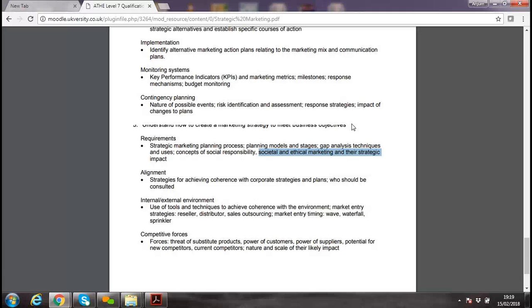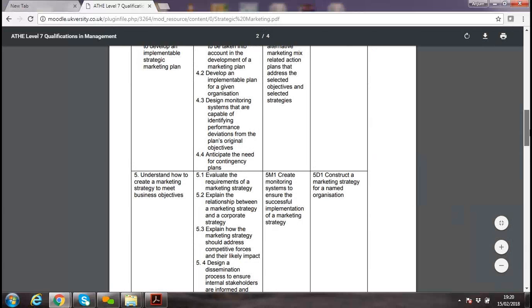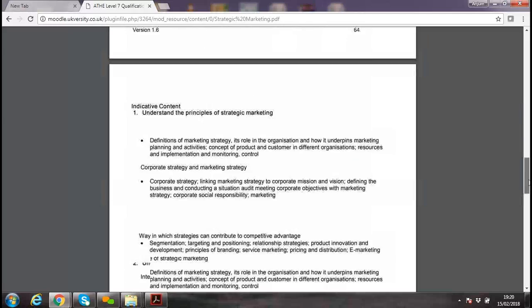So we covered up to learning outcome 4. We now address learning outcome 5. LO5 is all about a couple of things quite linked to whatever we have done: understanding how to create marketing strategies to meet the business objective. We discussed already that objective means end result, what we really want to achieve as an organization. Evaluate the requirements to make a marketing strategy effective. Explain the relationship between it and marketing, explain how marketing should address the competitive forces, and design the process of dissemination to ensure the internal stakeholders are informed and committed to the marketing plan and strategies by an action plan. So let's discuss these.